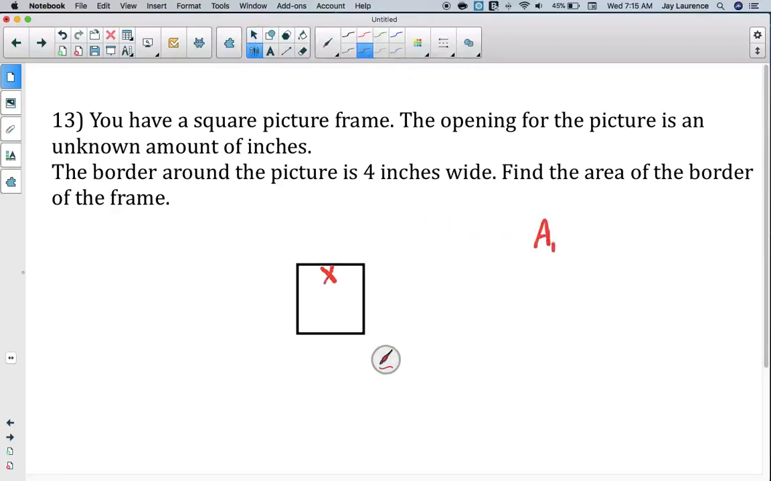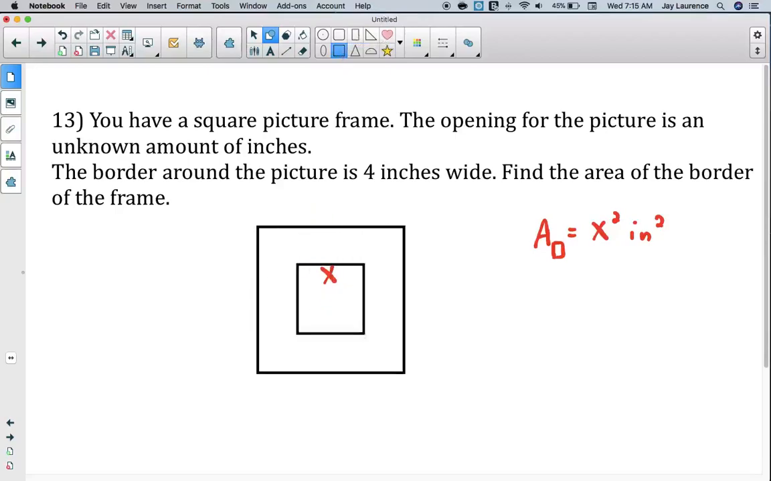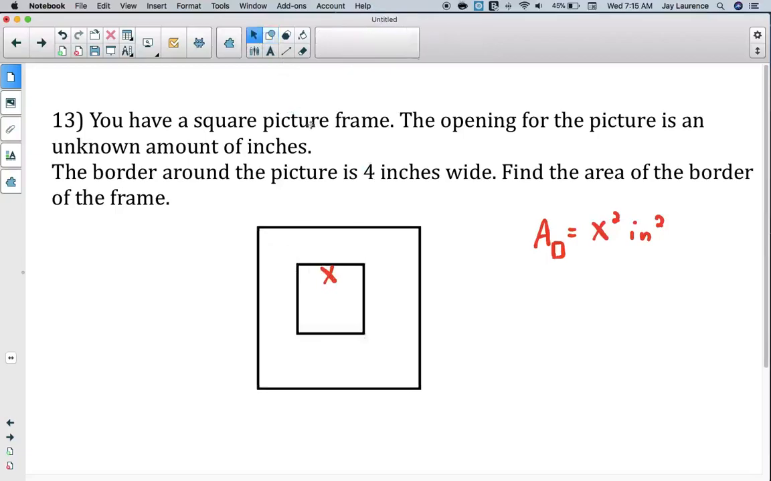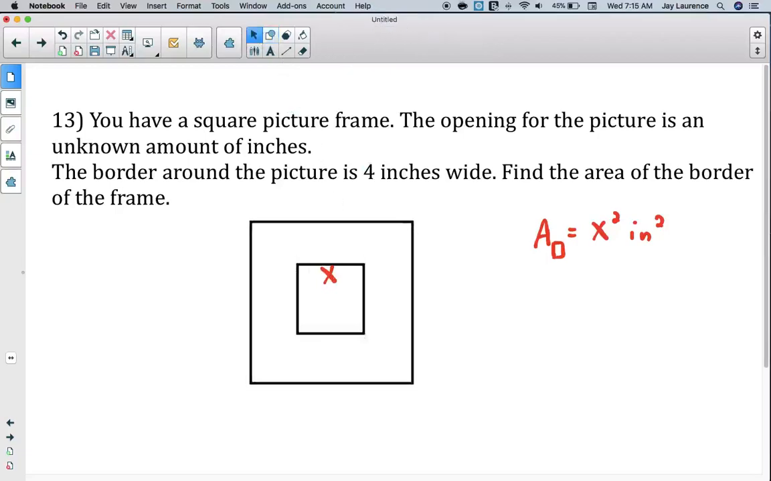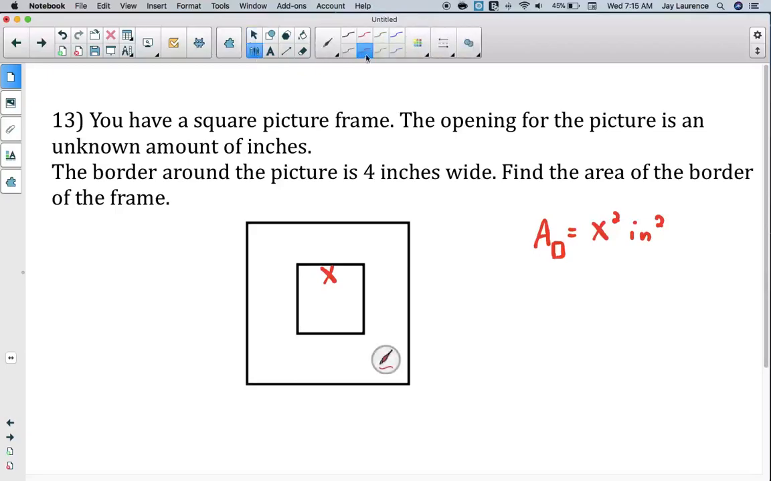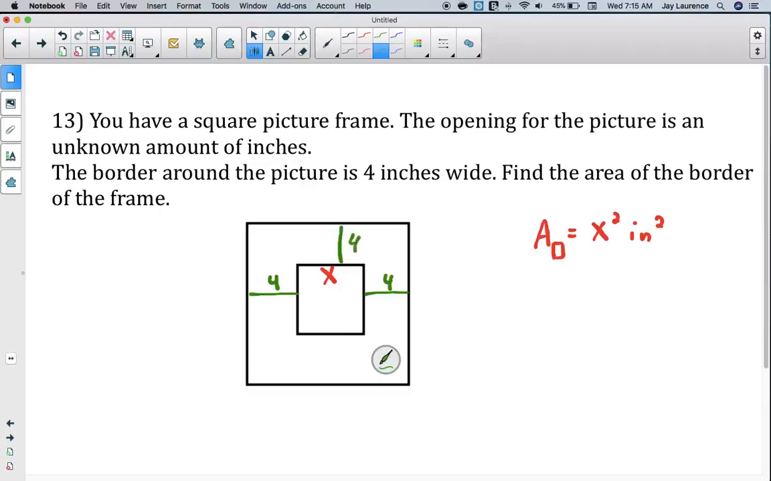I can get the area of that little square, right? It would be x squared inches squared. All right. Now there's a border going around it. So let me get another. It's not centered, but it's close. Well, that's pretty close. And it tells me that the border is 4 inches wide. Right? So it's 4 inches all the way around.